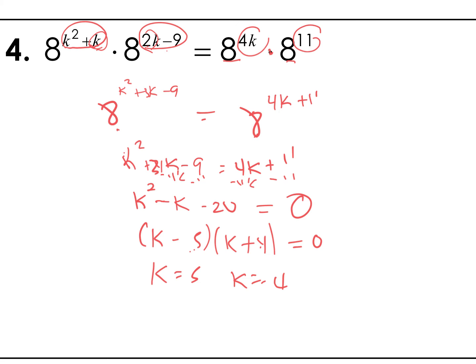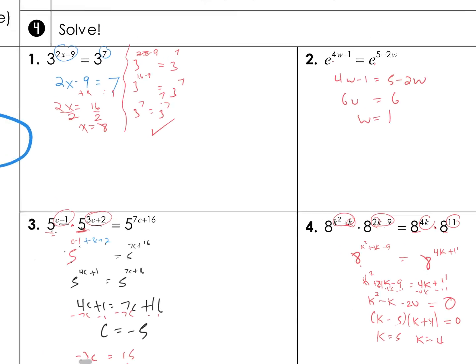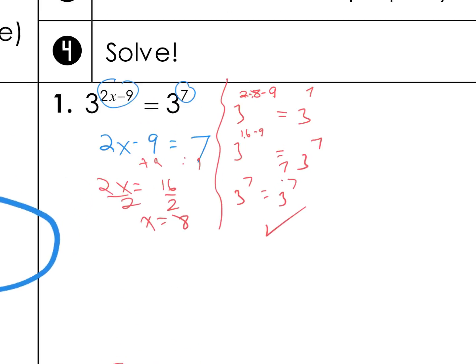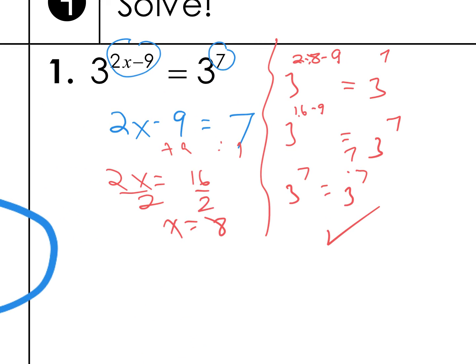Can I take a look at number 1 so I know what's happening? Number 1 was the one for first graders. What number 1's explaining is if the bases are the same, you can effectively throw them out the window and just solve 2x minus 9 is equal to... That's kind of violent. Throw the bases out the window. The bases don't really matter. They're the same base.